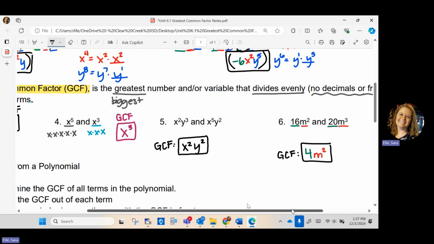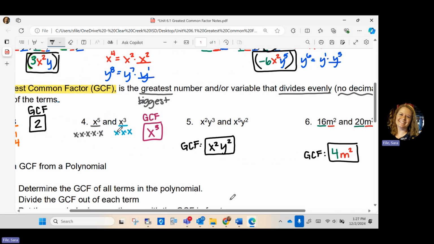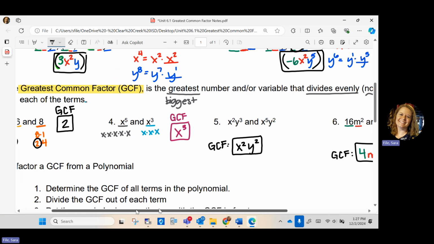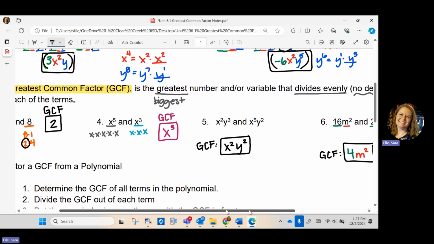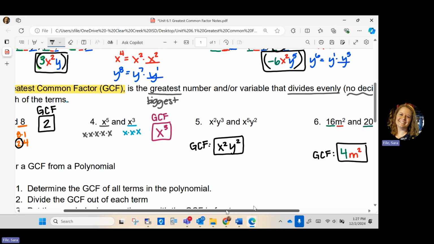Okay, if you need to show the work like I did here for the variables, where you list out how many of them there are so you can see how many you can take out, or if you need to list the factors for your numbers like I did here so you can see what they have in common, that's fine. You can list out your factors. You can list out all your variables. That doesn't hurt anything.